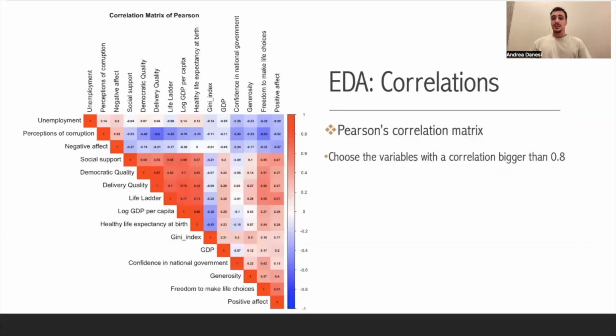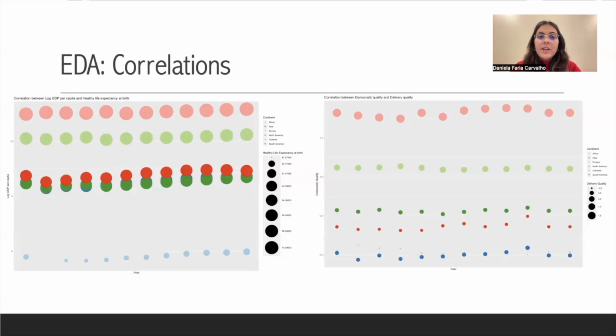We start with the data. We do a Pearson correlation matrix, and we choose to analyze the two pairs of variables with correlation bigger than 0.8, which are log GDP per capita with healthy life expectancy, and democratic quality with delivery quality. To further analyze the correlation, we plotted the relationship between the two variables shown before for every continent.